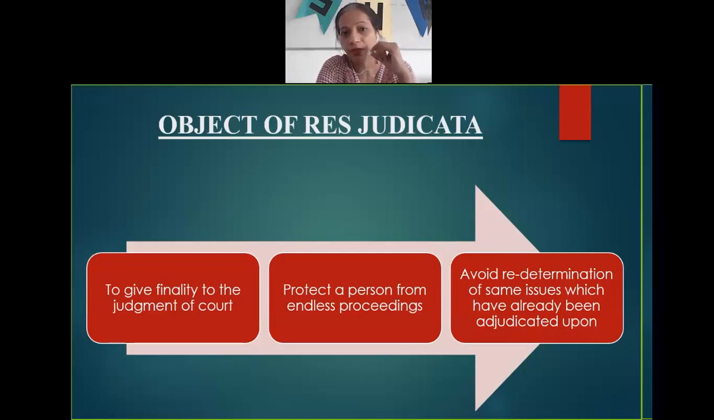So the object behind the rule of res judicata, or the doctrine of res judicata, is to give a finality to the judgment of the court, to protect a person from endless proceedings, and third one is to avoid a redetermination of same issues which have already been adjudicated upon. So basically these are the three principles which are behind the object of res judicata, or which are actually the objects of res judicata.